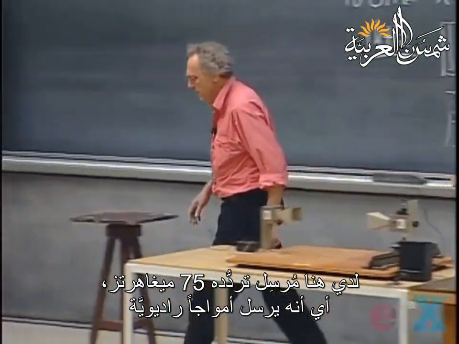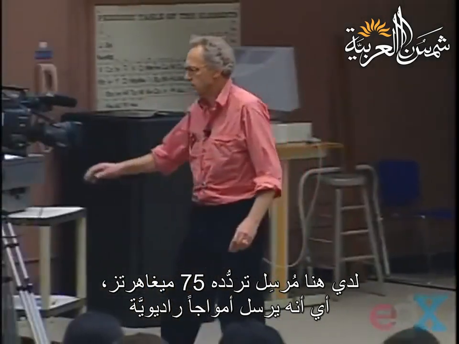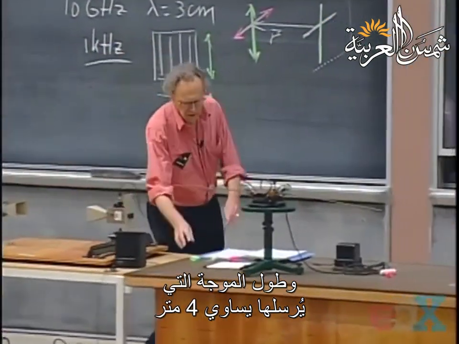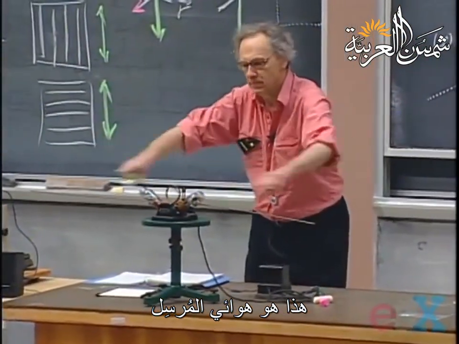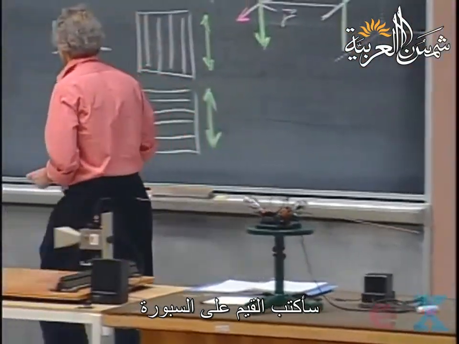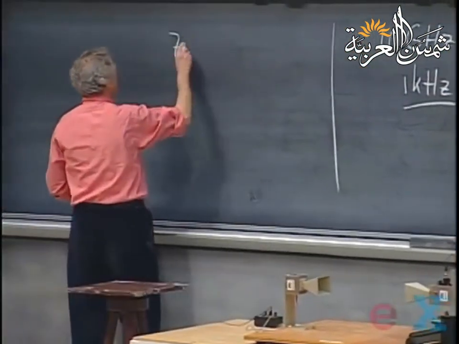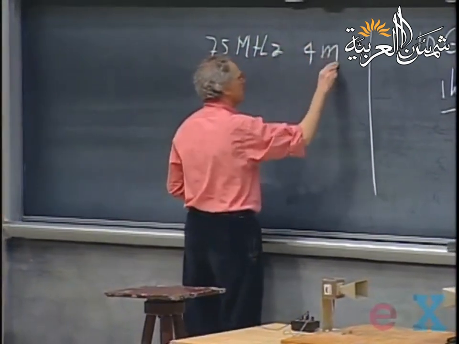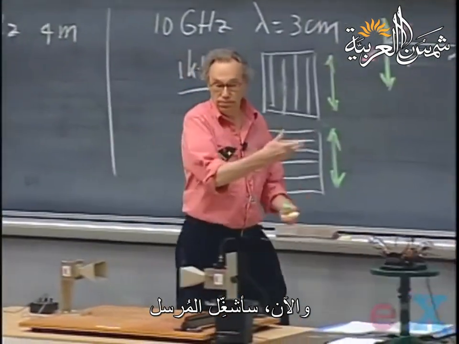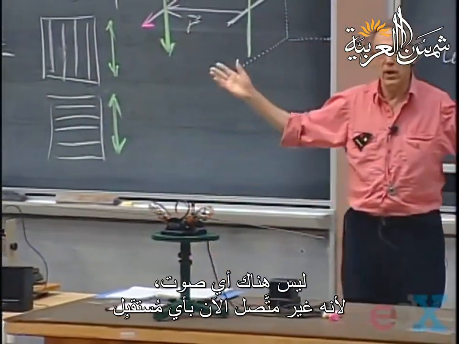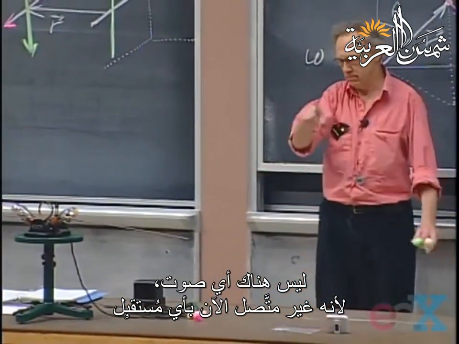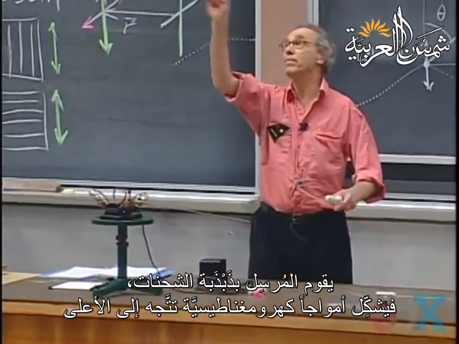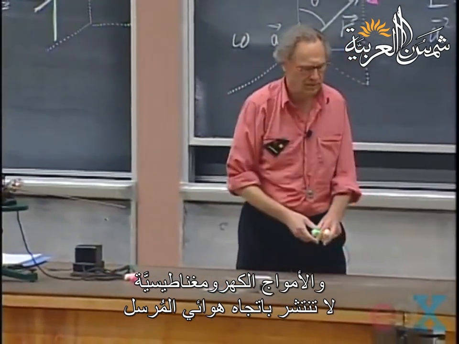I have here a 75 megahertz transmitter. So that's more like radio stuff. That is a 4-meter wavelength. And this is the antenna. This is the transmitter. So let me give you the numbers. So this is 75 megahertz, and that is 4 meters wavelength. And I'm going to turn it on like now. You don't hear anything. It's not connected to any receiver yet. Oscillating. Making electromagnetic waves, going like this, going up. Not much is going in this direction.